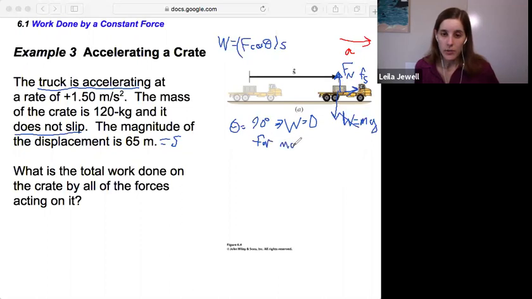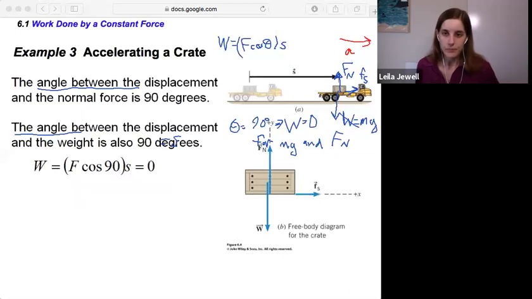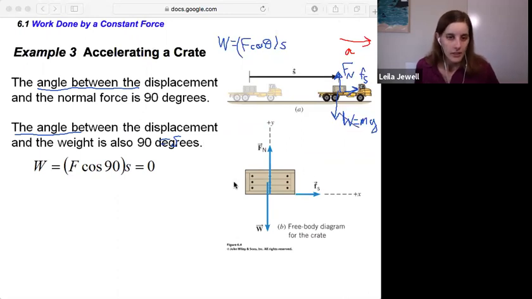So for mg and the normal force, and this is explained on the next slide as well. The angle between the displacement and the normal force is 90 degrees. The angle between the displacement and the weight is also 90 degrees. So we can clear some of that to make this a little clearer. All right. So we have work done is 0 by those.